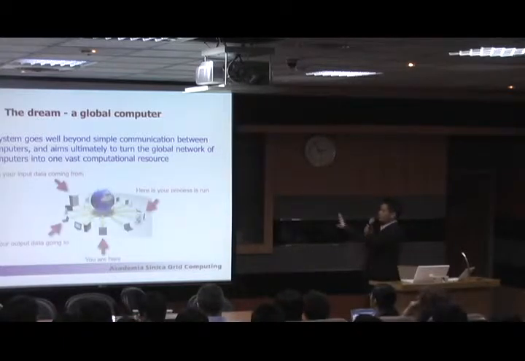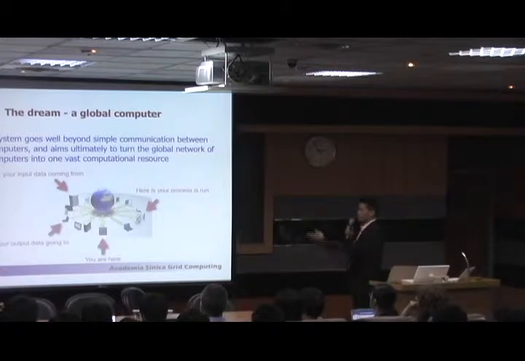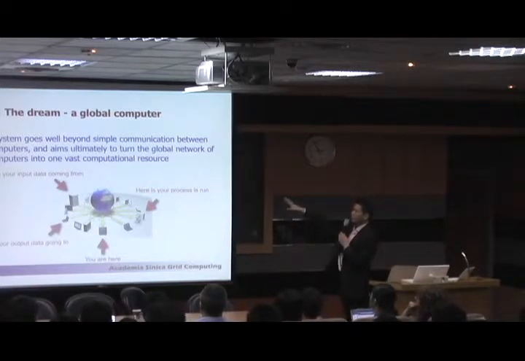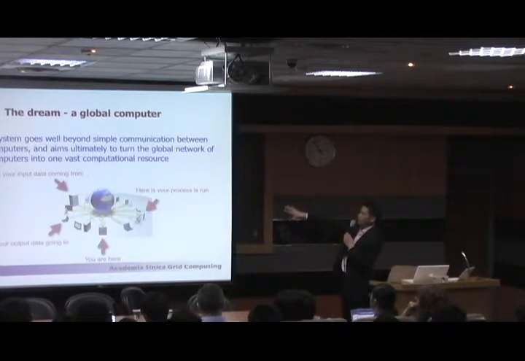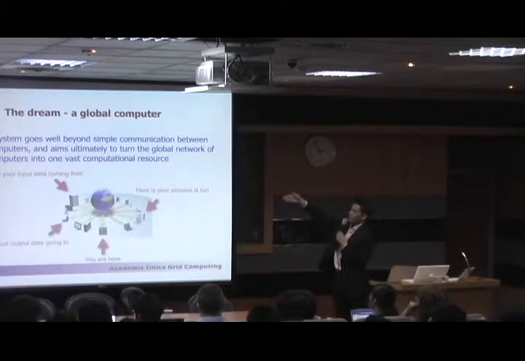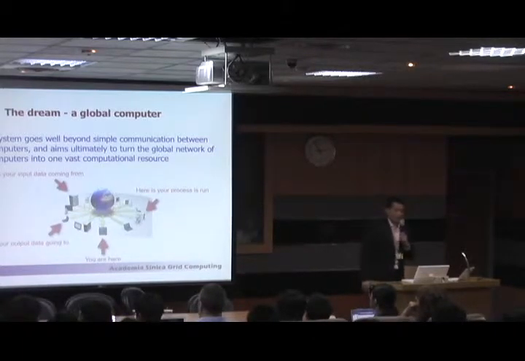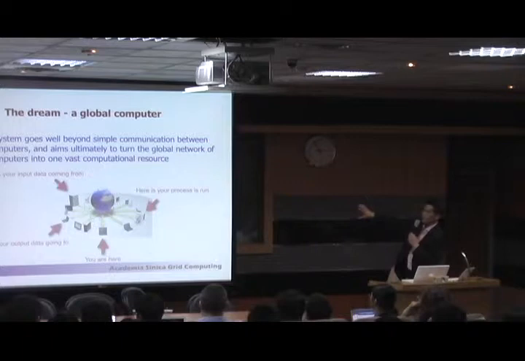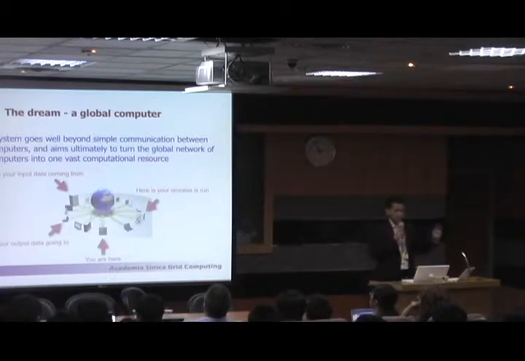So this is a picture showing the dream. For example, you are using a very simple laptop. When you click a button, you send your process somewhere in the world, maybe a data center or cluster or other people's computer, and there your job is processed. During the processing, maybe you get data from the other side of the world, and then you produce data and put it on the other side of the world. So in the end, this is the dream of the global computer, and this is the so-called grid. This is just a concept.